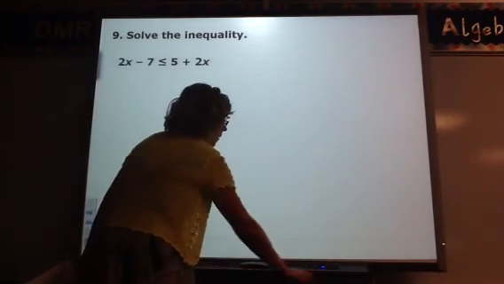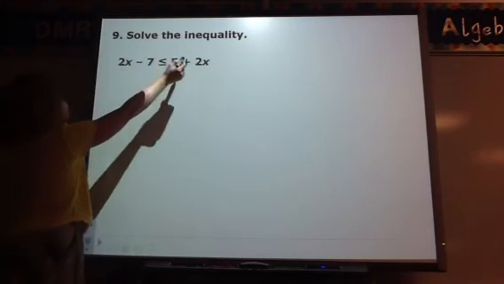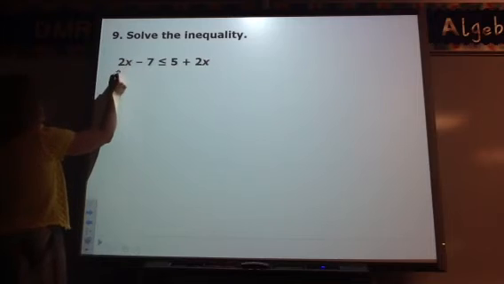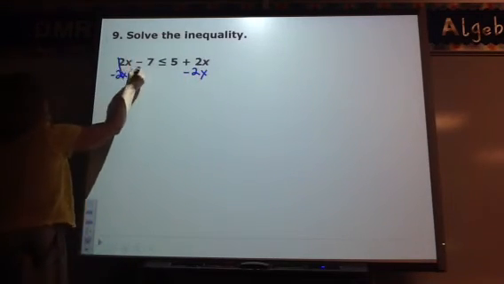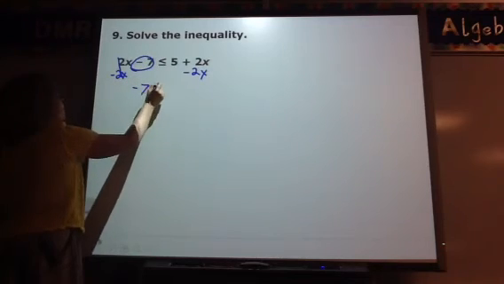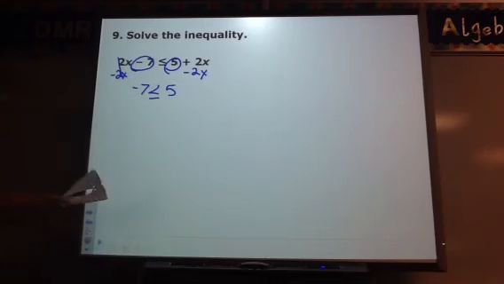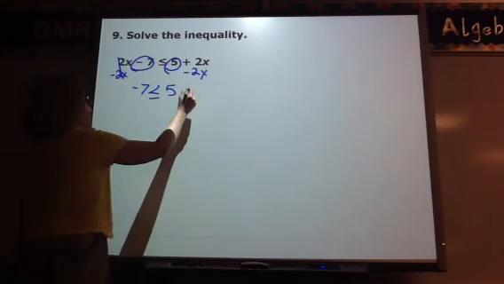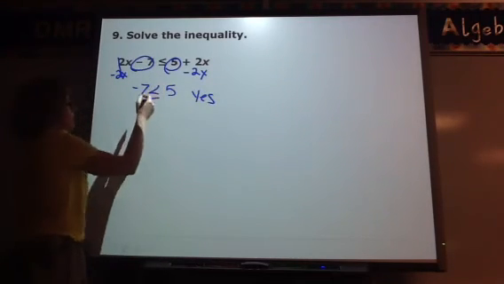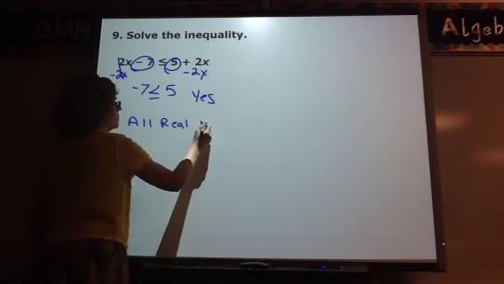Alright, so we need to isolate our variable x here. So let's see. Positive 2, positive 2. Let's subtract 2x. Cancels out. This is a negative 7. Less than. This is a 5. Less than or equal. Okay. Is negative 7 less than or equal to 5? Yes. So this is an example of all real numbers as your solution.